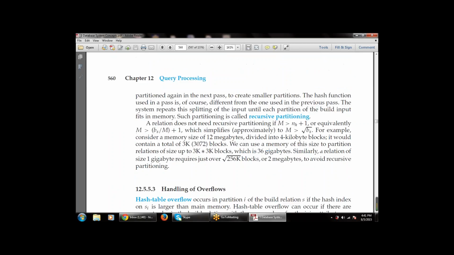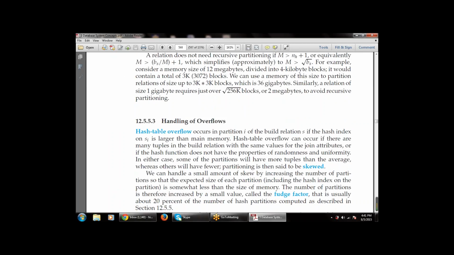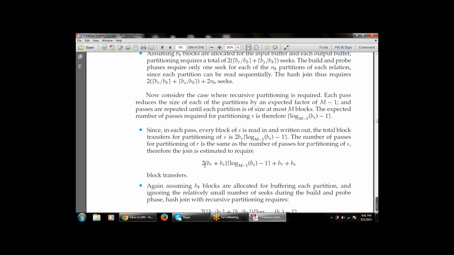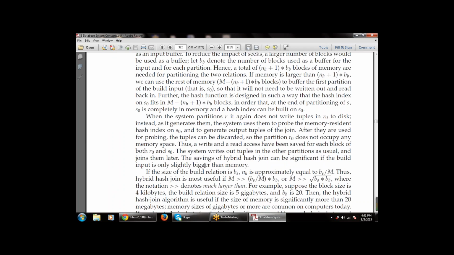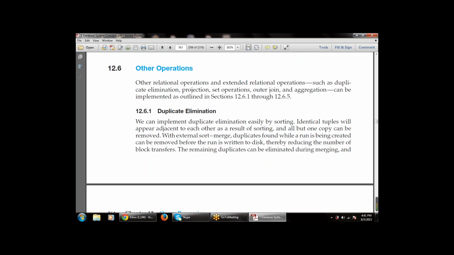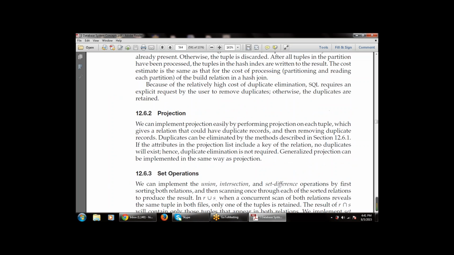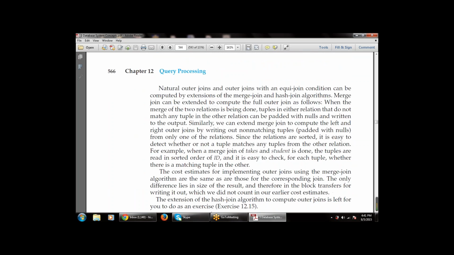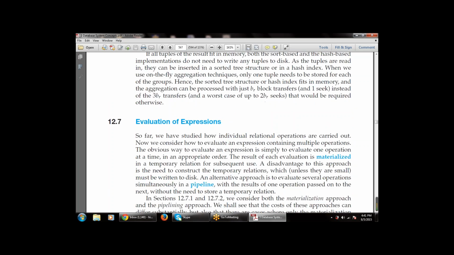Then recursive partitioning is also discussed. Then handling of the overflow is also discussed in the last class. Then what is the cost of the hash join? There is a formula that was also discussed in the last class. Complex joins, and then other operations were also discussed, that is duplicate set operations, outer join, and aggregation.